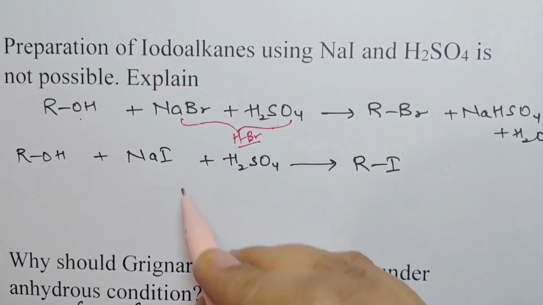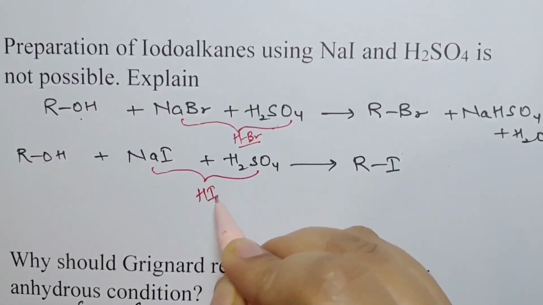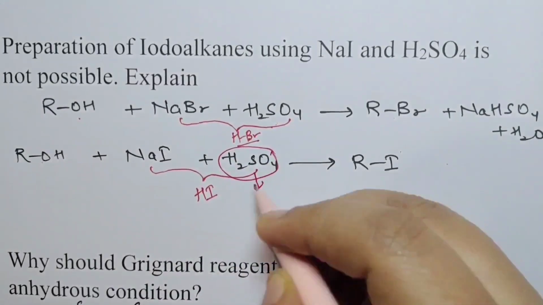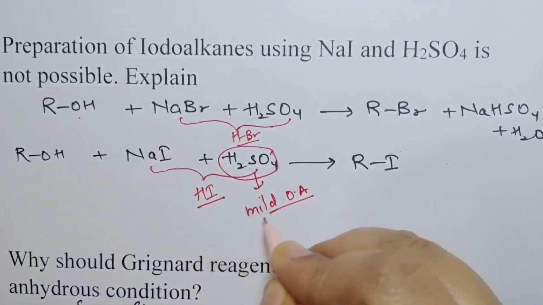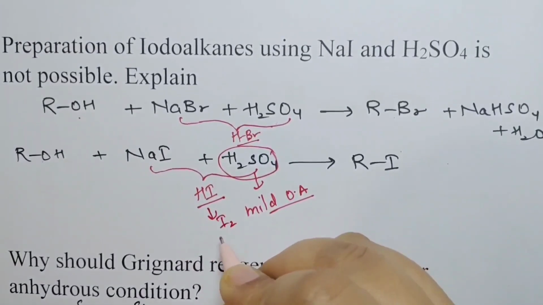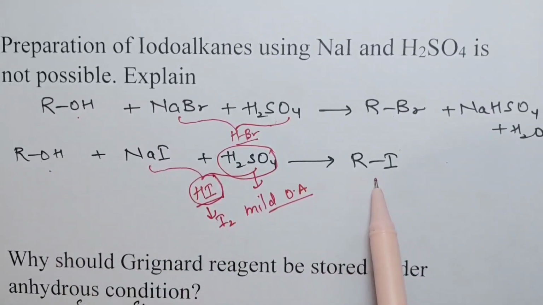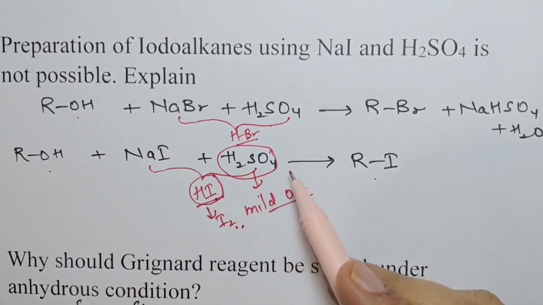Why? Because when sodium iodide and sulfuric acid combine, they would produce hydrogen iodide. That is true. But sulfuric acid is also a mild oxidizing agent. So as soon as HI would be produced, it would be oxidized to I2. And now your reactant, which was to react with ROH to produce RI, is consumed, is oxidized to I2. So it's no longer available, right? So this reaction does not proceed.